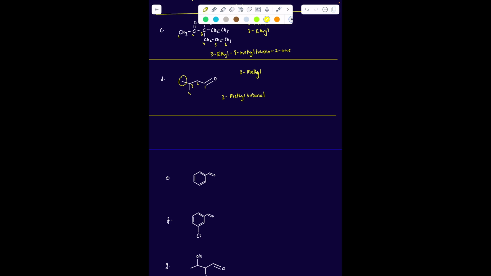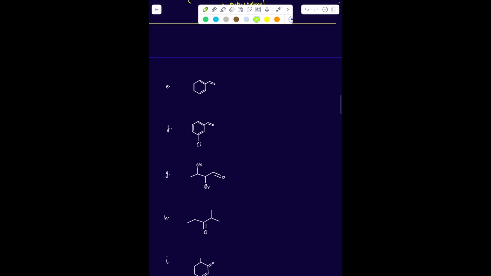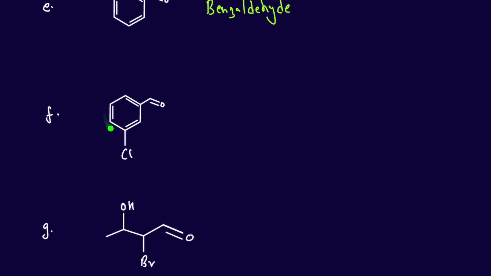Let's look at the next one, E. Okay, this is an aromatic aldehyde, and this would have a common name as benzaldehyde. Make sure you know the common name for this basic aromatic aldehyde. That's going to be called benzaldehyde. You got a benzene ring and you got an aldehyde functional group in there. Like for example, when you name the next one, it's going to be based off the benzaldehyde. So you do have a benzaldehyde here, but then you have a chlorine attached to it.